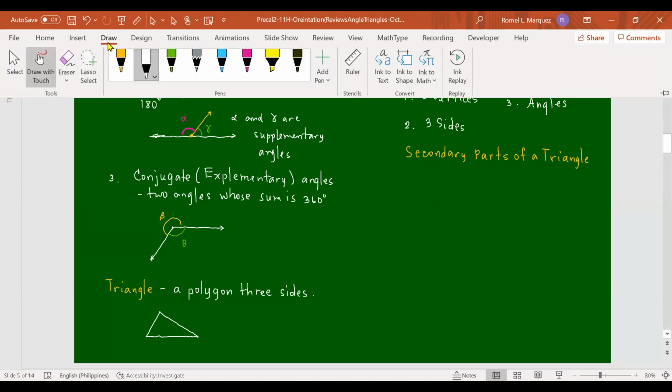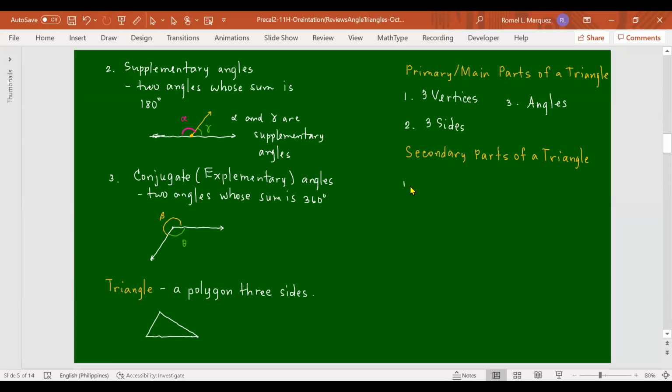Guys, number one. Okay, guys, are you still there? Altitude po. Altitude. Altitude is very important when getting the area, no?